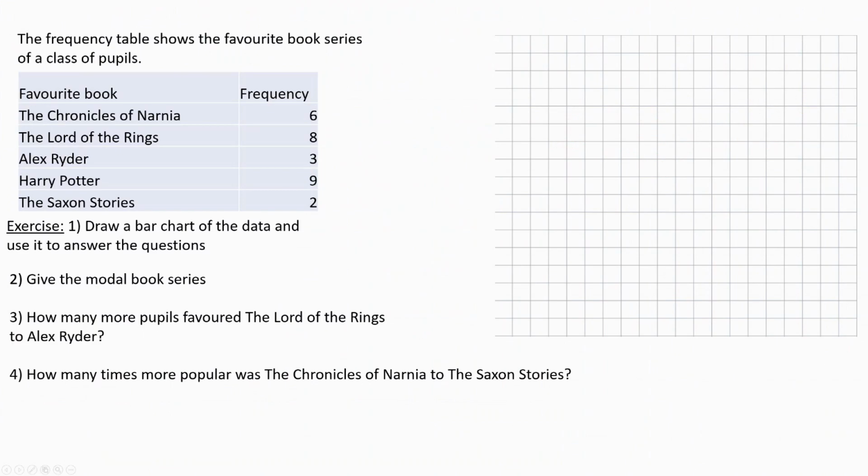Here's a question for you to try. Please pause the video now and have some squared paper at the ready to draw the bar chart. So I'd like you to draw the bar chart and then use it to answer the questions 2 to 4. Pause the video now and have a go, and when you're ready for the answer, press play. Here are the answers.